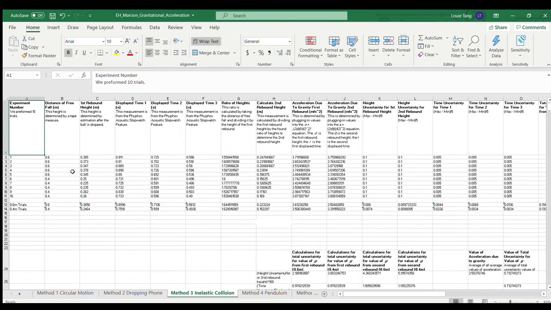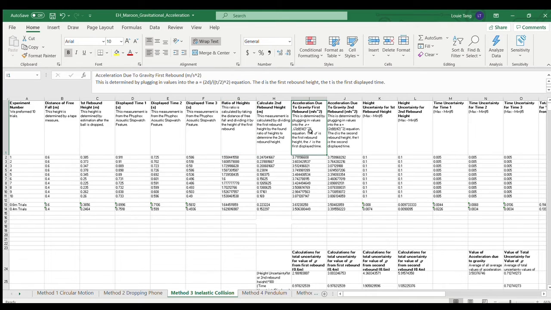So this is the Excel sheet that all the data has been inputted onto. There is the experiment number, there's the distance of free fall, there's the first rebound height, which is an estimate, as well as the display times that 5 Fox displays. From that, we can calculate the ratio of heights by doing distance of free fall divided by first rebound height, and from there we can also calculate the second rebound height by doing first rebound height divided by ratio of heights. Using all of that, we can determine the acceleration due to gravity.